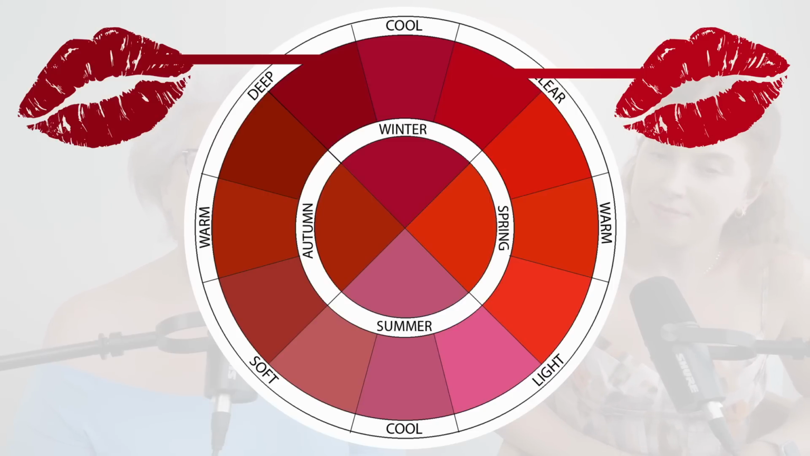If you look under winter, the circle winter, look under deep, it will look like that. Because if you're deep, you're going to make your lipstick look lighter. So if you want to get that particular look, that's the color that you would choose.